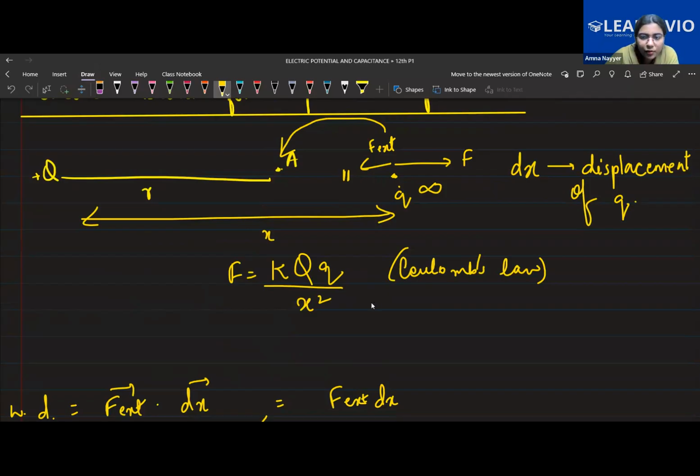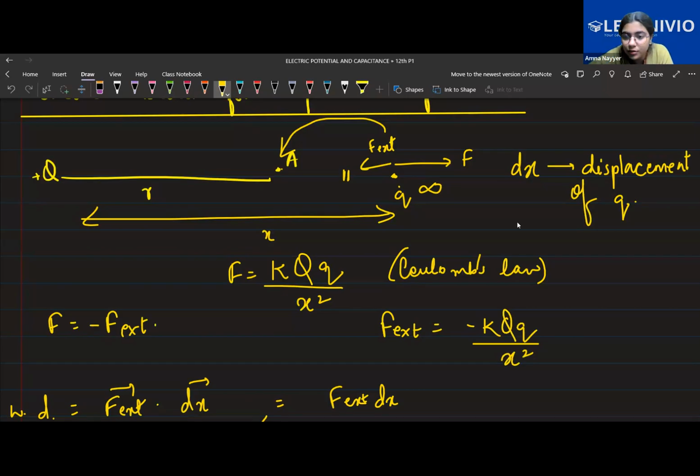So this, Ibrahim, the force that you told me was within the system only, between capital Q and small q, between the system, right? So what do you do? For the external force, you have to put a negative sign. See, due to action reaction, F is minus F external. So F external will be minus K capital Q small q by x square. So we have to put a negative sign to show that it is the external force.